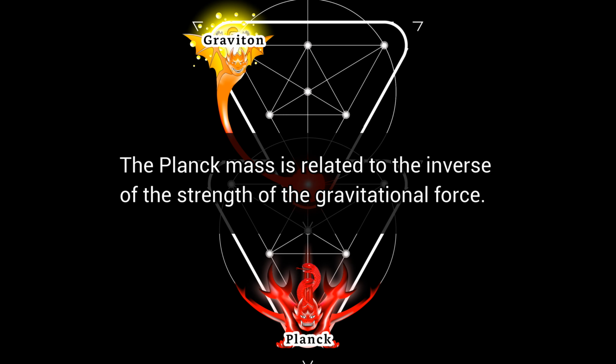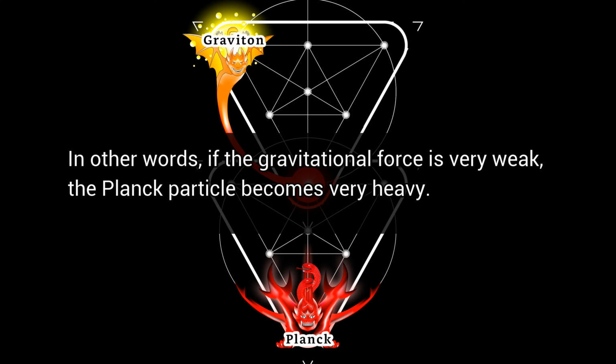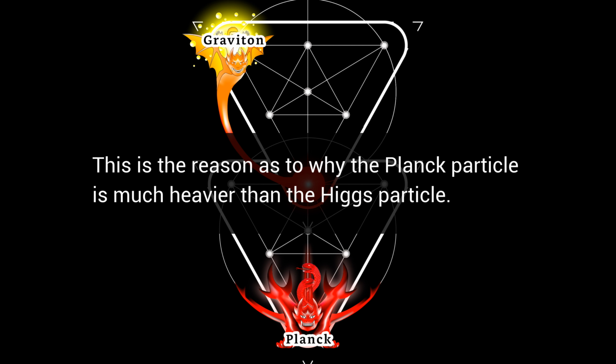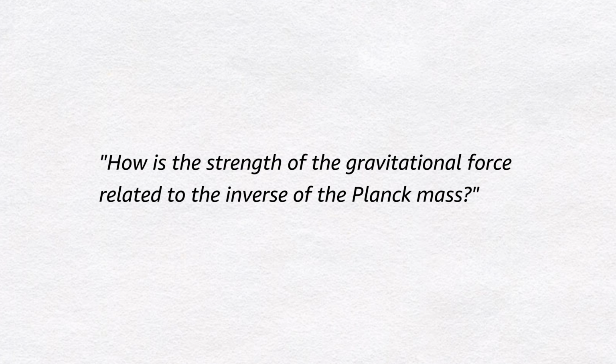The Planck mass is related to the inverse of the strength of the gravitational force. That is, as the gravitational force gets weaker, the Planck particle gets heavier. In other words, if the gravitational force is very weak, the Planck particle becomes very heavy. The gravitational force is the weakest force of all forces, weaker than the weak force. This is the reason as to why the Planck particle is much heavier than the Higgs particle. However, you might be thinking the following. How is the strength of the gravitational force related to the inverse of the Planck mass?